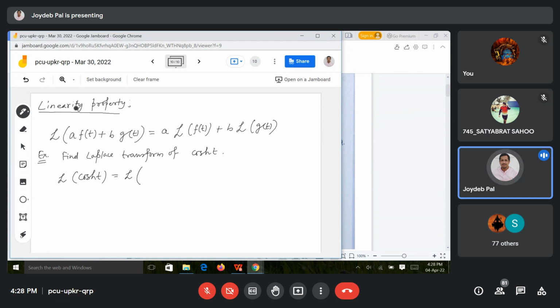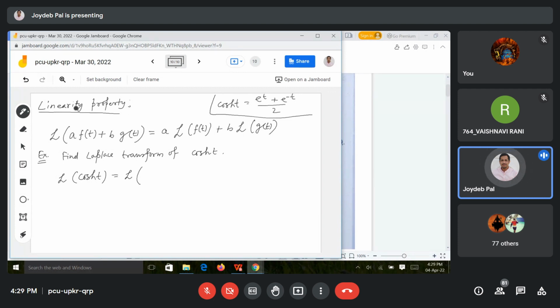In ODE I told you, it was in the first semester, right? Cos hyperbolic function, do you know or not? It is e to the power x plus e to the power minus x, by 2. Here the variable is t, so it is e to the power t plus e to the power minus t by 2. That is the formula for cos hyperbolic t.